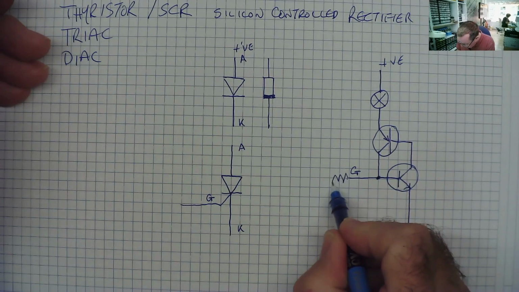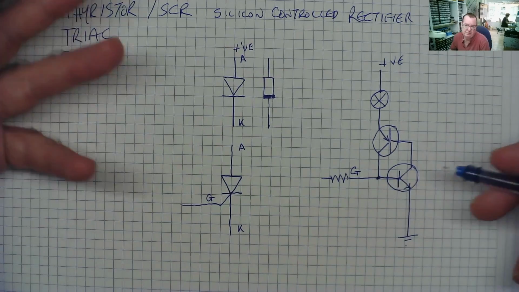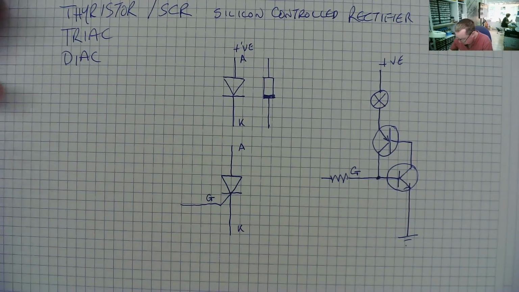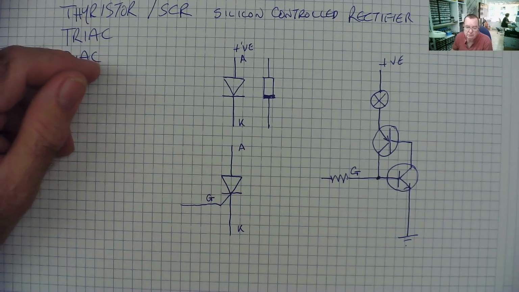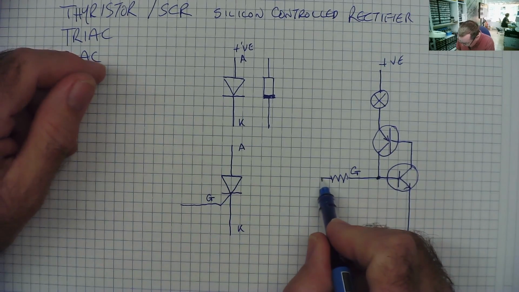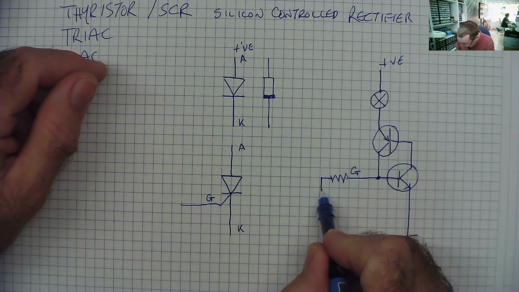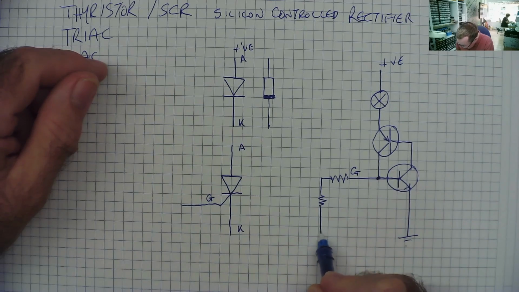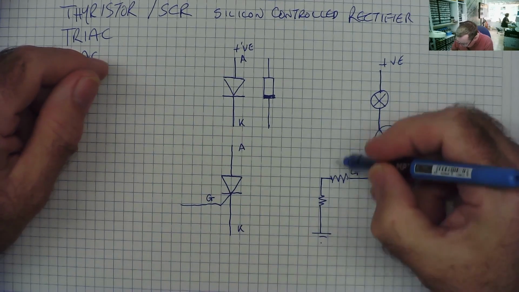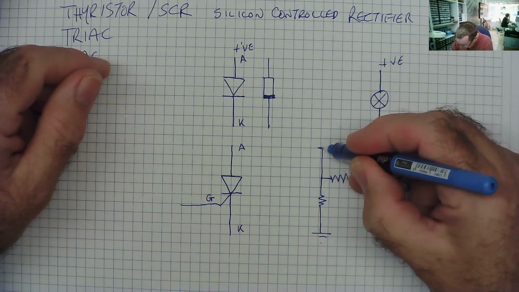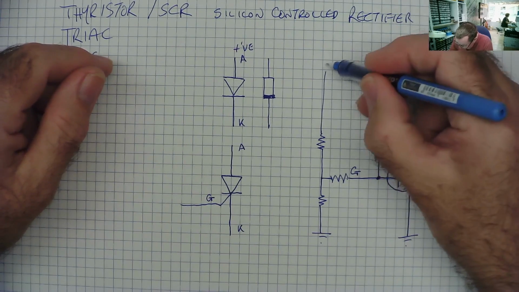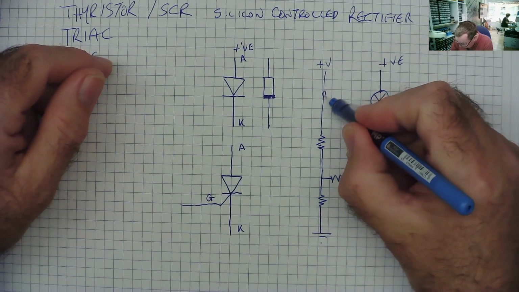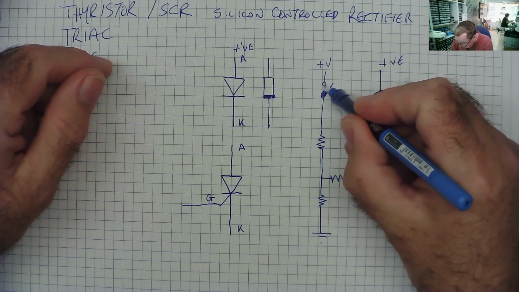I'll put a resistor in because we need to limit the base current. Okay. Now imagine that this is connected to ground. Okay, we can actually do that. We can put another resistor in here, and we connect it to ground, and we can put another resistor in here, and we connect this to positive with a switch. Okay.